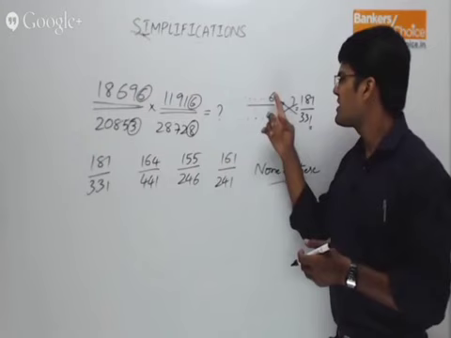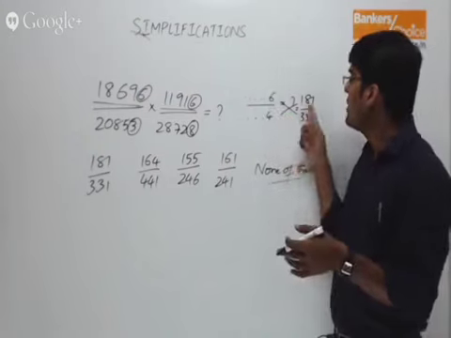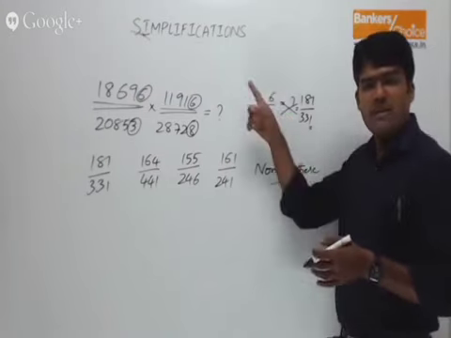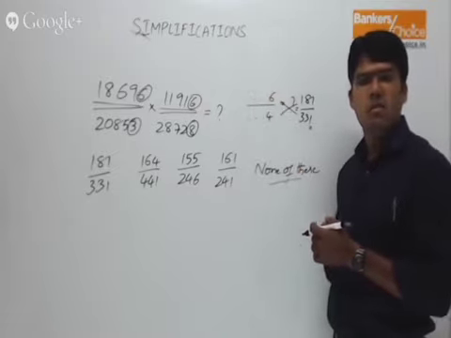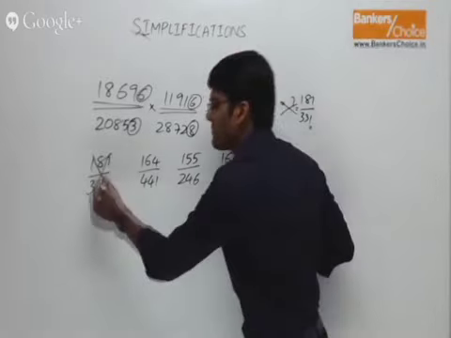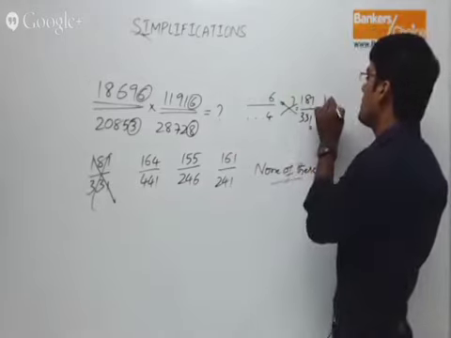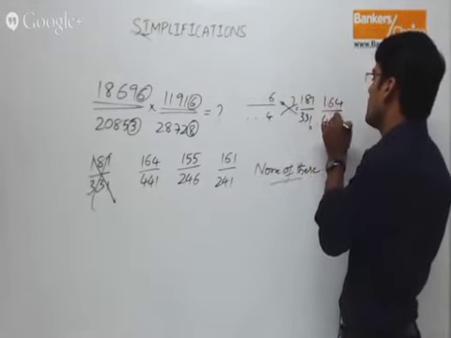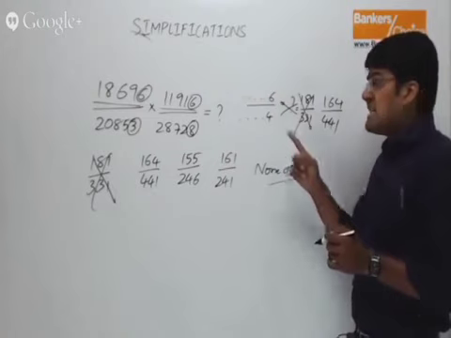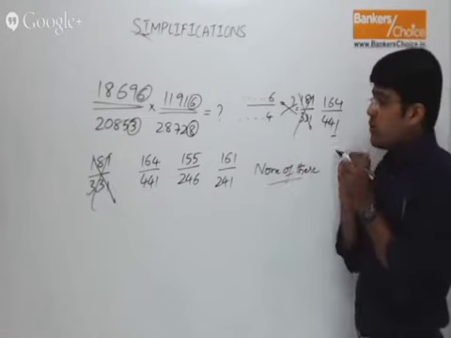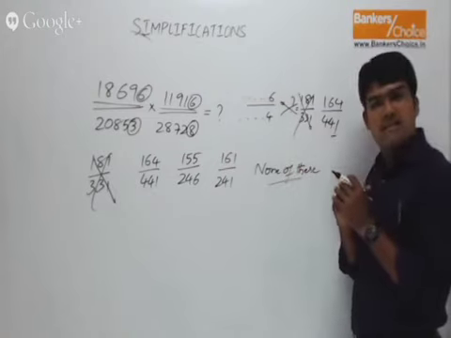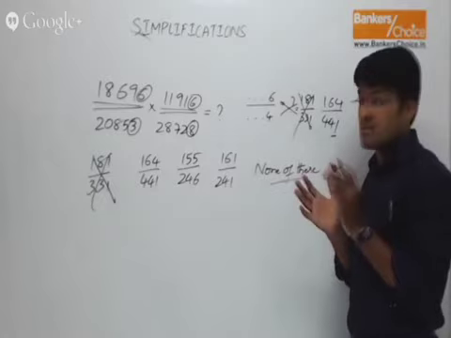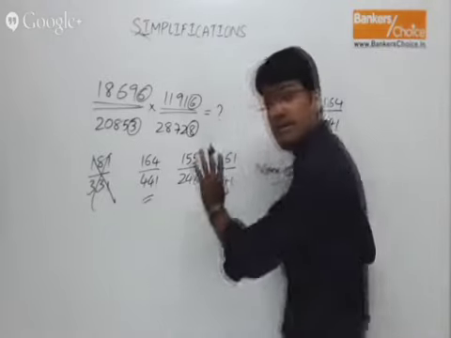So 6 into 1, 6 on the left hand side. 4 into 1, 4. Left hand side ends with 6, right hand side ends with 4. Is it possible? Not possible. Go for the next option, 164 by 441. This is ruled out. 6 into 1, 6. 4 into 4, 16 ends with 6. 6 and 6, possible. Maybe this is the right answer.